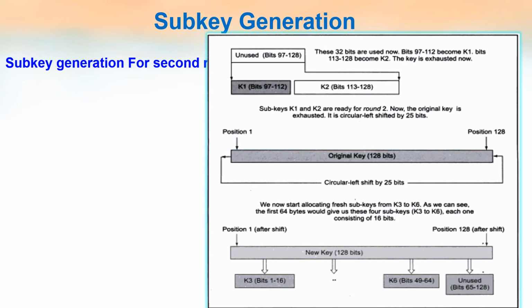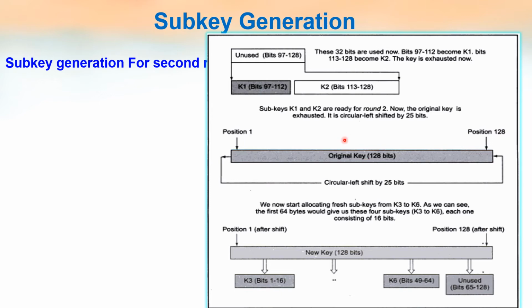Subkey generation for the second round. For the second round, again 6 subkeys are required. So 2 subkeys are obtained from the first round. The first round's 2 unused subkeys are given to the second round. Now it requires 4 more subkeys. Here it is shown that these are the unused bits of the first round, 97 to 128, which correspond to 2 subkeys, 32 bits. This will be given to the second round, and an additional 4 keys are required.